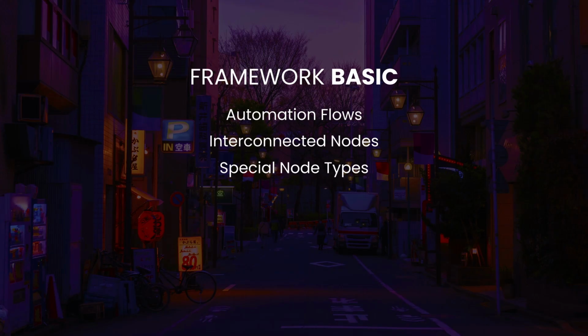We have two special types of nodes. Start node, the entry point of the flow, marking the beginning of our automation. Trigger node, an optional node that triggers the execution of the flow when activated.